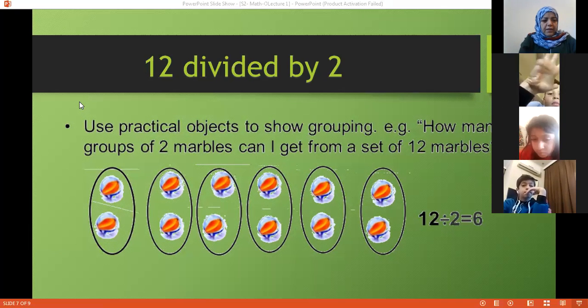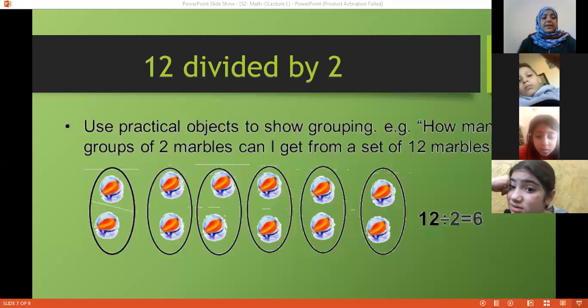So I have 12 marbles. Okay? And you need to divide them among you and your friend. So how many marbles would you get each? 6 marbles, of course. Yes. 6.